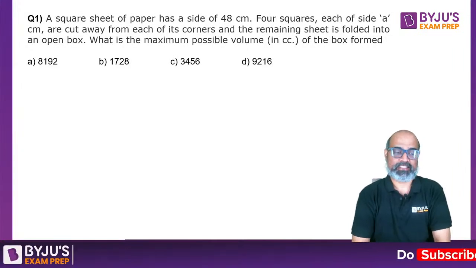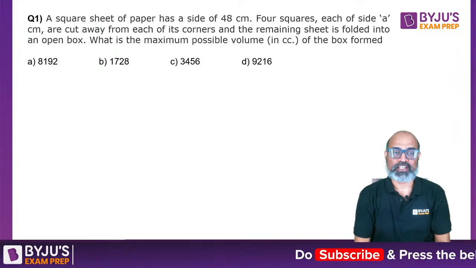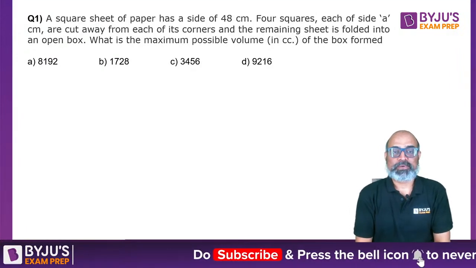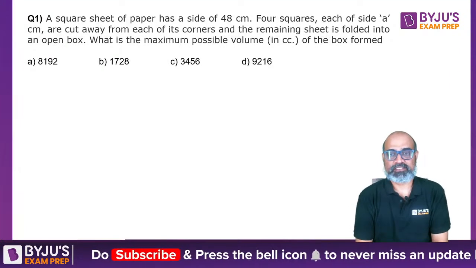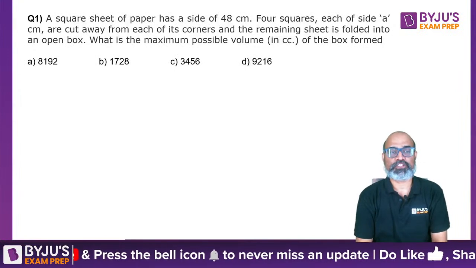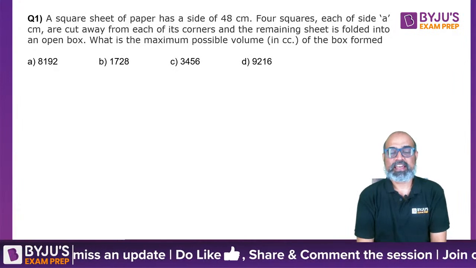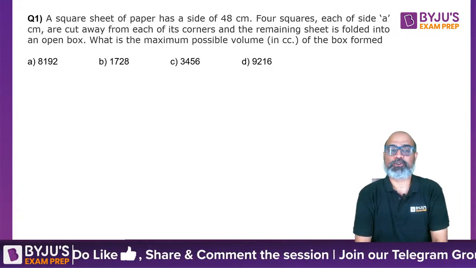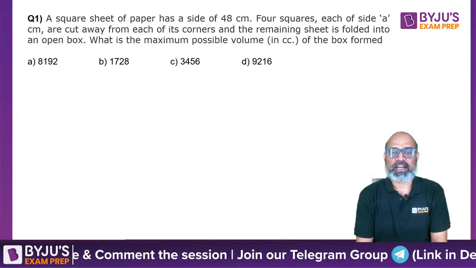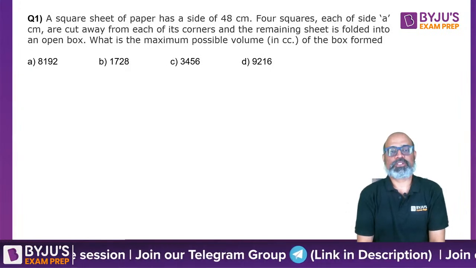Let's begin. So the first question is: a square sheet of paper has a side of 48 centimeter. 4 squares, each of side a centimeter, are cut away from each of its corners, and the remaining sheet is folded into an open box. What is the maximum possible volume of the box formed?